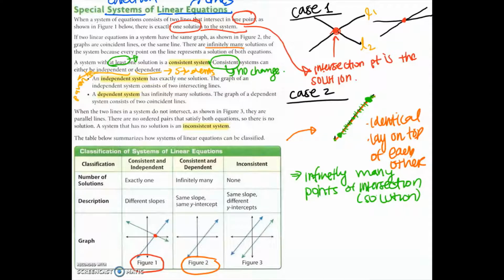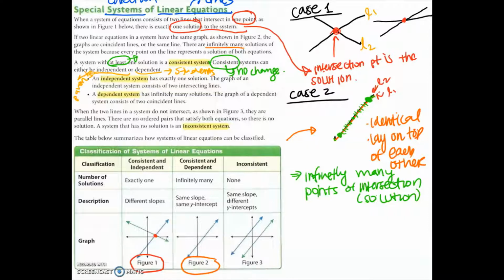A dependent system has infinitely many solutions, so that will be our case 2. The graph of a dependent system consists of two coincident lines. So they call it dependent because these are L1 and L2. Line 1 has to depend on line 2 for them to be the same. If line 2 is different, then they will not make an identical line. So they need to depend on each other to be the same in order for them to have infinitely many solutions.